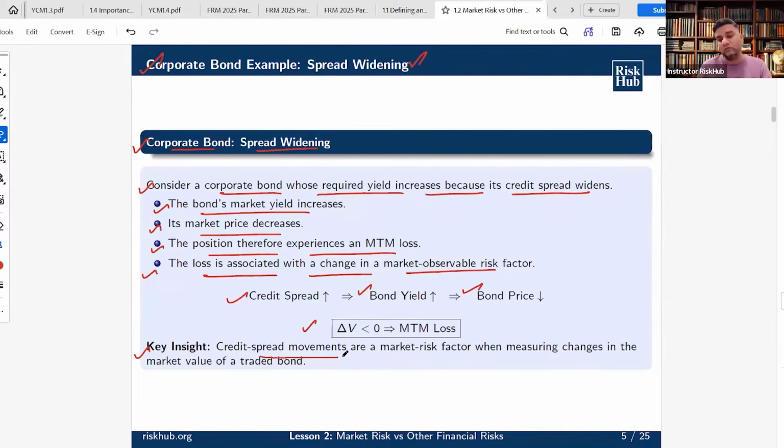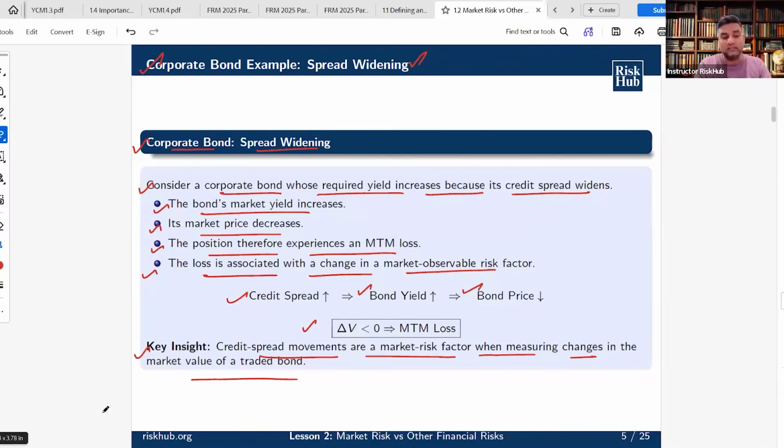Key insight: credit spread movements are a market risk factor when measuring changes in the market value of a traded bond. So the slide basically traces one event. The corporate bond's credit spread widens, its required yield rises, its market price falls. The position takes a mark-to-market loss.